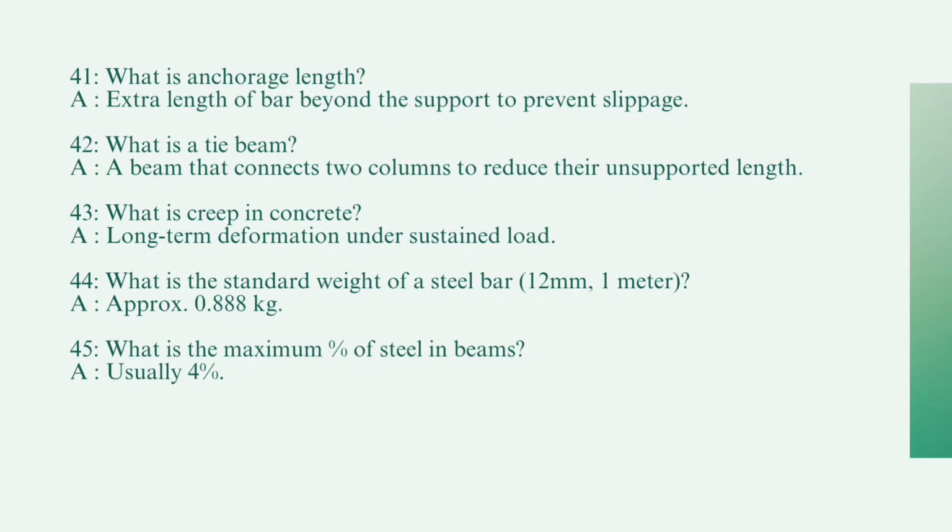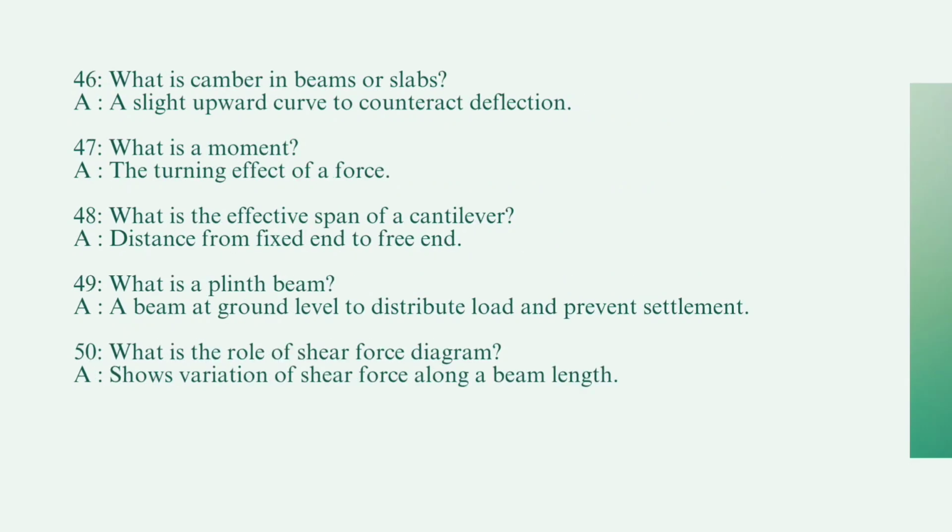Now the next is, what is the maximum percentage of steel in a beam? And the answer is usually 4%. Question number 46. What is a camber in beams or slabs? It is a slight upward curve to counteract deflection. Now the question number 47. What is a moment? A turning effect of a force is nothing but the moment. Question number 48. What is the effective span of a cantilever? It is the distance from the fixed end to the free end.